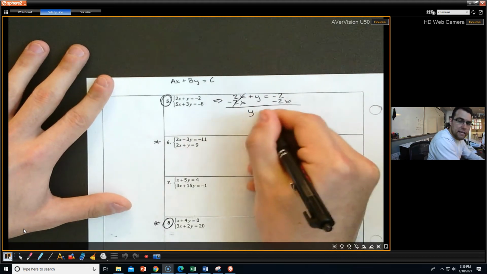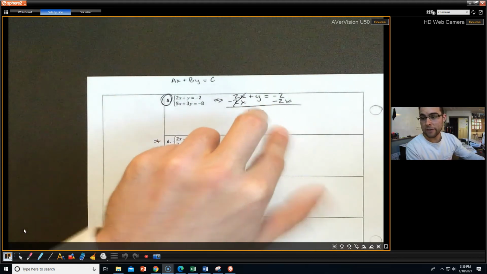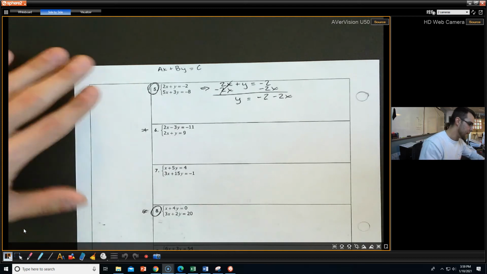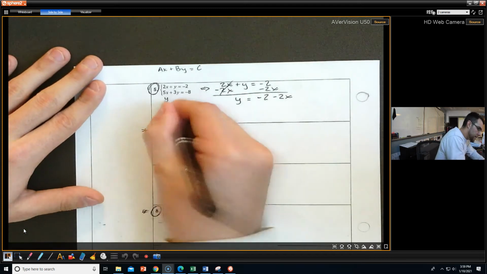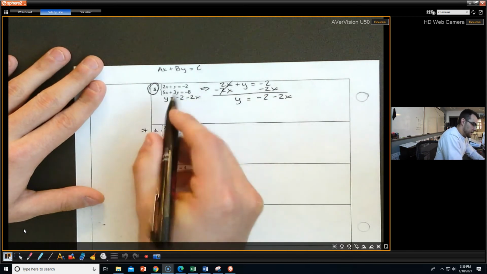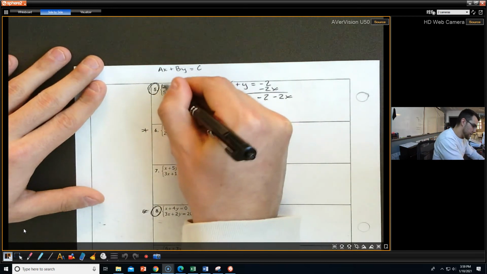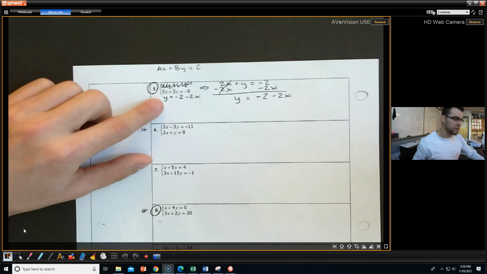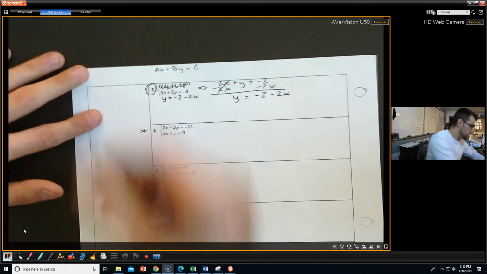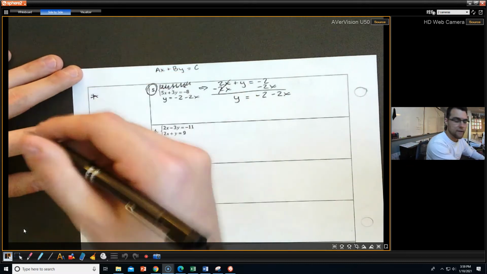And I'm going to be left with y equals, and I can't combine those. So I'm going to leave it as -2 minus 2x. And now I have that to work with right here alongside this other equation. So I'm actually going to get rid of this one right here and just replace it with this one now that we have step 1 done. Okay, so that's some advice.